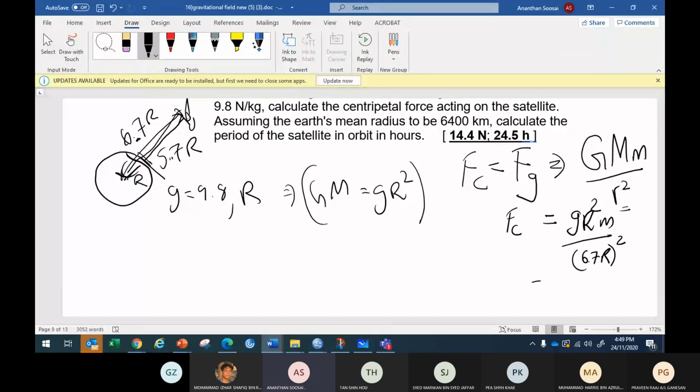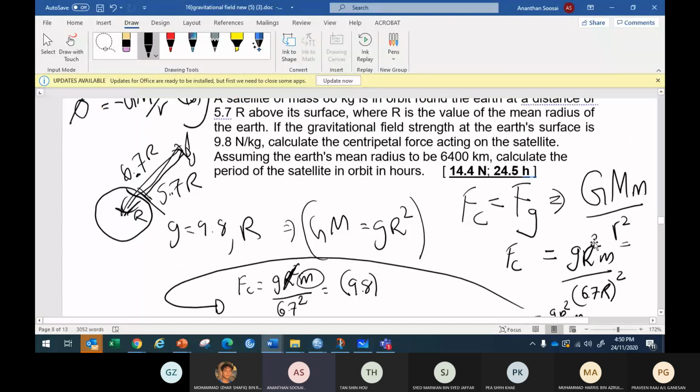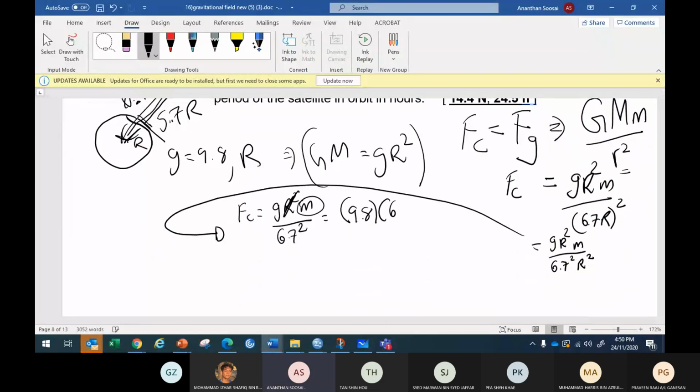Okay. So finally, what happened? This is gR squared M over 6.7 squared R squared. So this should be your centripetal force. So FC is equal to gR squared M over what? R squared cancel. That's it, 6.7 squared. So g is how much? 9.8. M is the mass of the satellite. Mass of the satellite given is 66 kilogram. This will be 66 kilogram over 6.7 squared. This should be your answer. You have 14.4. Please give a try.